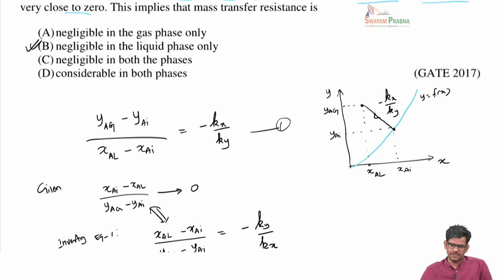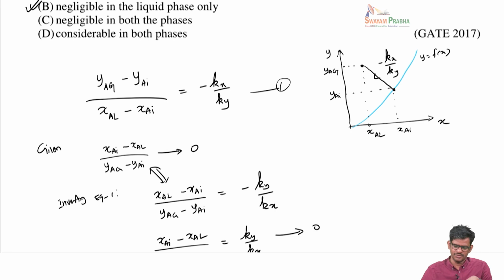Okay. So this particular problem is a little bit tricky because conceptually it's all simple, but the way they have given the ratio, inverted the ratio, and instead of asking which one is resisting, they are actually saying which one is negligible. So it's very easy to make mistakes by not inverting it. Generally students will just say this is equal to minus kx by ky, and that tends to 0, meaning liquid phase is very small. So the liquid phase is actually limiting, so gas is negligible. So there is a chance of making a mistake there.